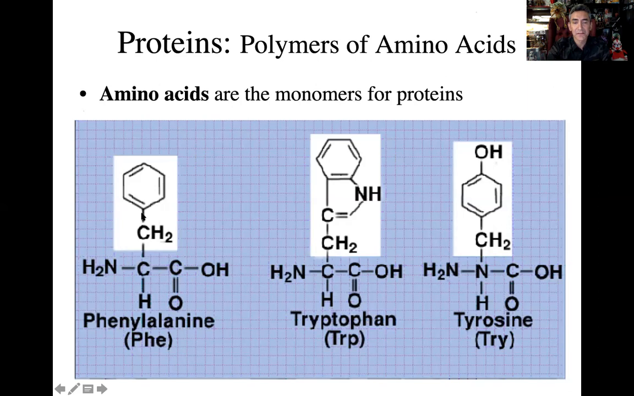Some other mess here, right? Amino on one side, carboxyl on the other, some other mess here. So this is the idea for amino acids, right? I want you to get that idea. Amino on one side and carboxyl on the other.